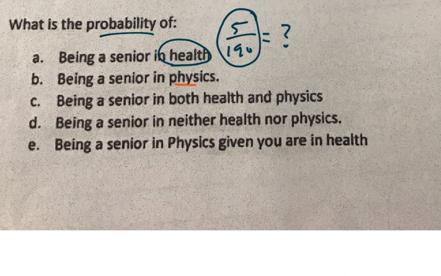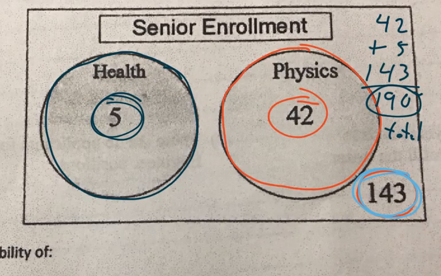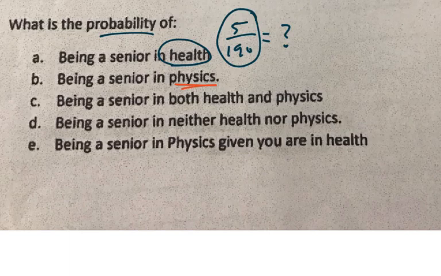Question B, what about physics? Well, there's 42 in physics, right? That's 42 out of 190. Again, I would expect you to divide and be able to make that into a percentage.